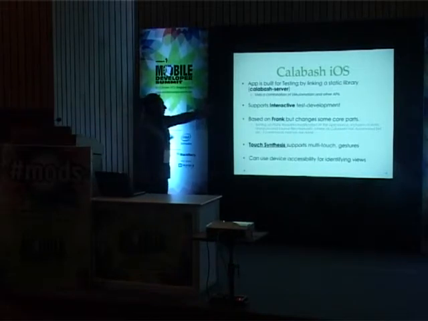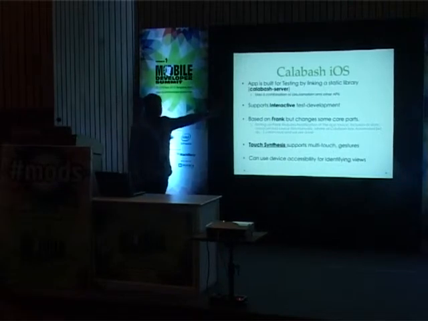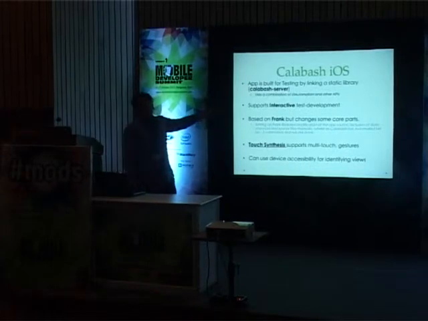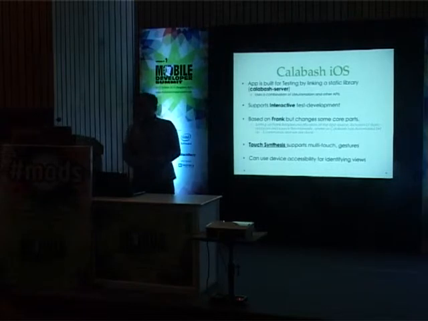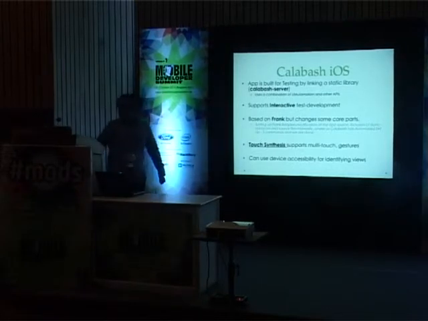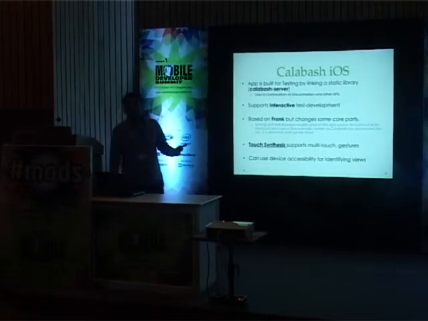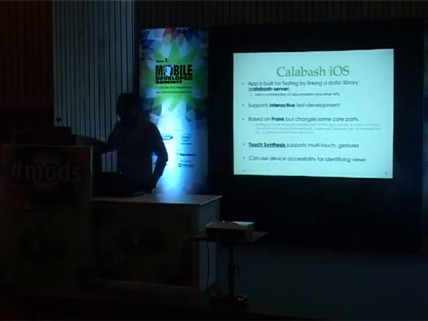The app is built for testing by linking a static library. Now this static library is a combination of UI automation and some private APIs. It supports interactive test development. When I say so, it actually gives us a Calabash iOS console, which is basically an IRB, and there you can run your queries to find the locators. It is based on Frank. Frank was another tool which was using Cucumber for testing mobile apps automatically.